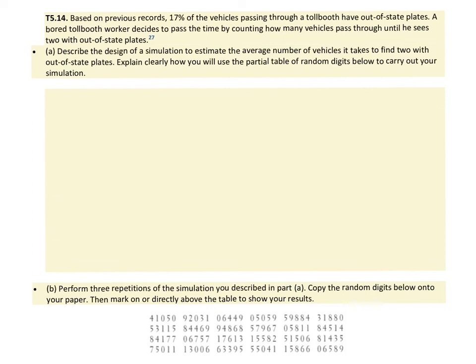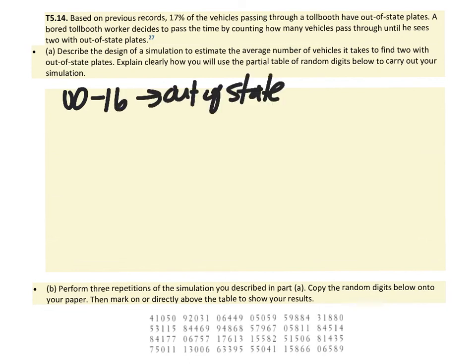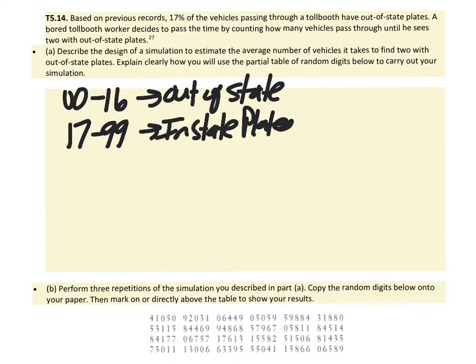So let's first start by assigning the numbers. So I would say let's do 00 to 16 are going to be our out-of-state plates. And then we are going to have 17 to 99 be our in-state plates. And that'll account for our 100%, and all the digits would be covered.